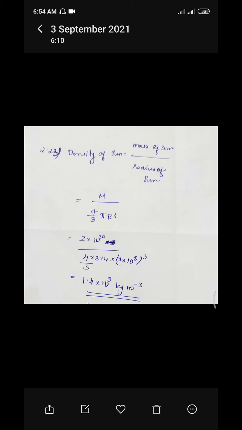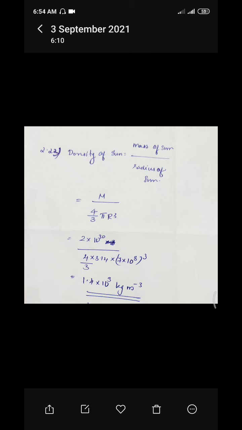So the mass and the radius of the Sun are given. Actually you know that density is mass by volume. The Sun is considered as a sphere, so the volume of the sphere will be 4 by 3 pi r cube, where r value is given as 7.0 into 10 to the power 8 meter and the mass M is equal to 2.0 into 10 raised to 30 kilogram. You have to just substitute the values and you can find out the density of the Sun. The question is simply asking to find out the density of the Sun.